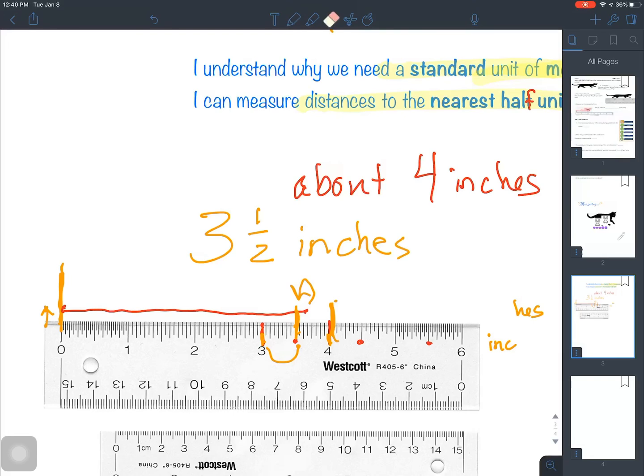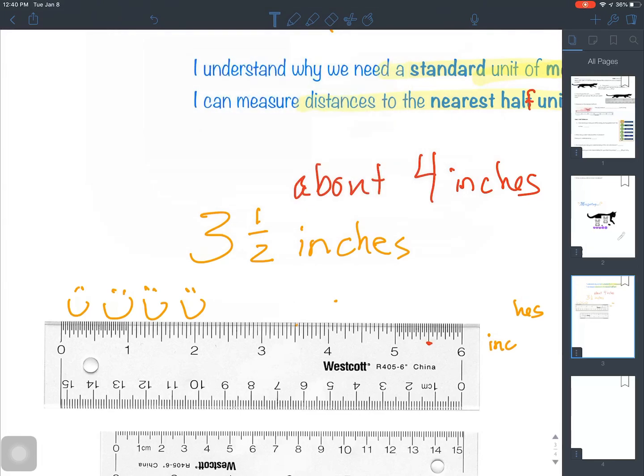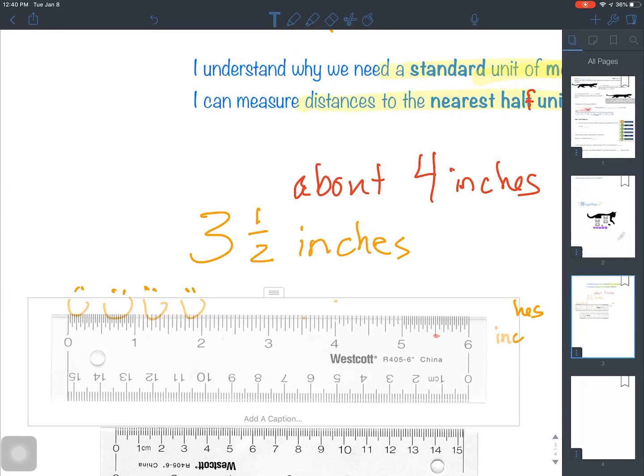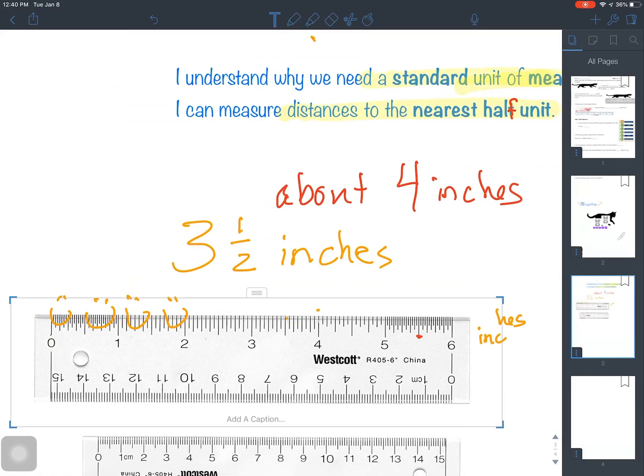Now let's say I'm going to measure another line. I'm going to measure smiley faces. About how long are my smiley faces? Well, I started around my 0, so make sure you line up the 0. That's about right. Now, how far does it go? Well, I have 1, 2, so 2 whole inches.